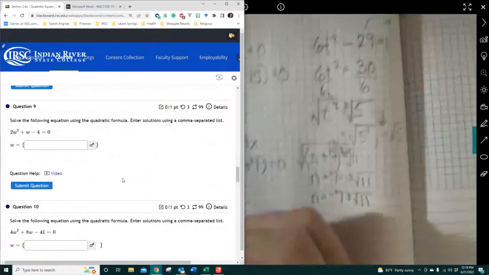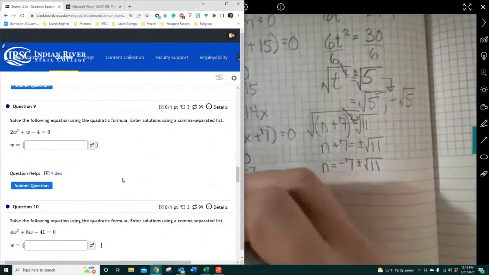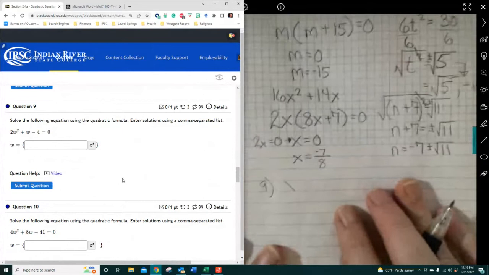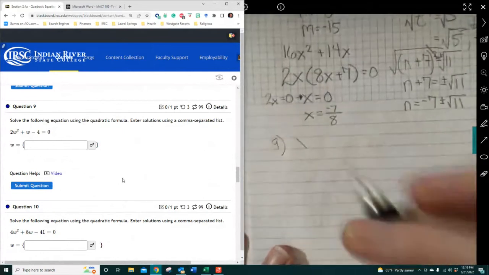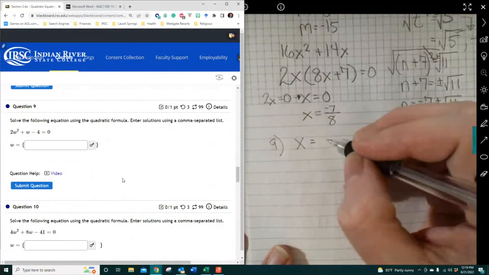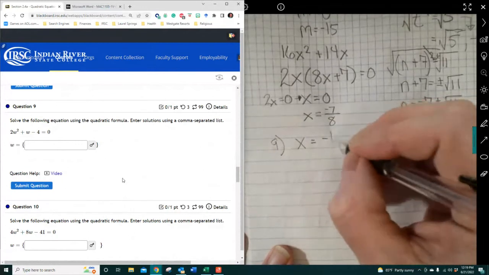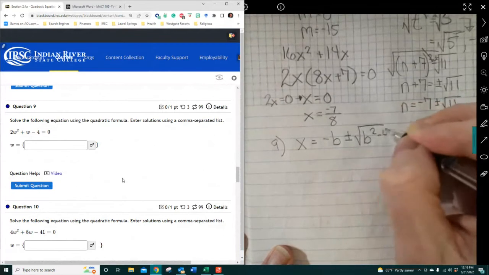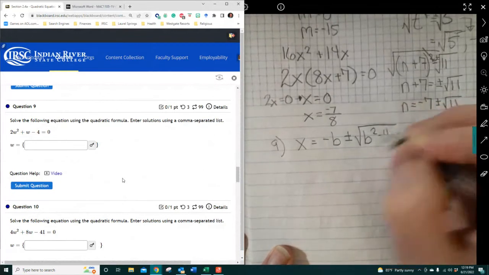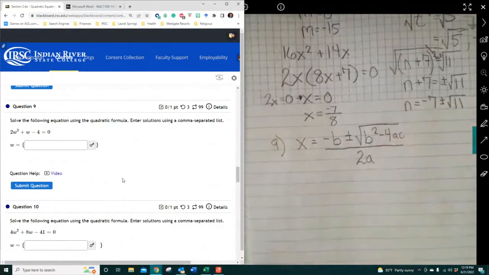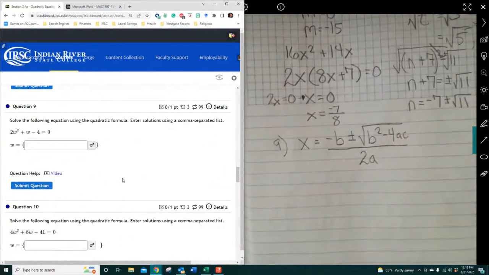Now number 9. Okay. When we're looking at number 9, it is imperative that you recall the quadratic formula. So x equals, okay, negative b plus or minus the square root of b squared minus 4ac all over 2a. You must lock that up into memory. You have to get that into your memory.